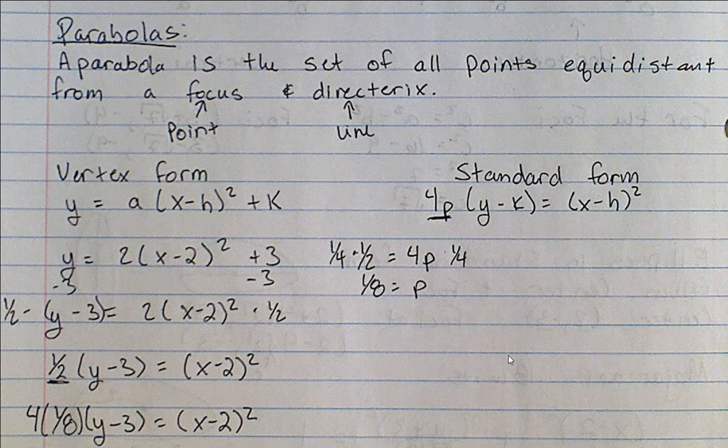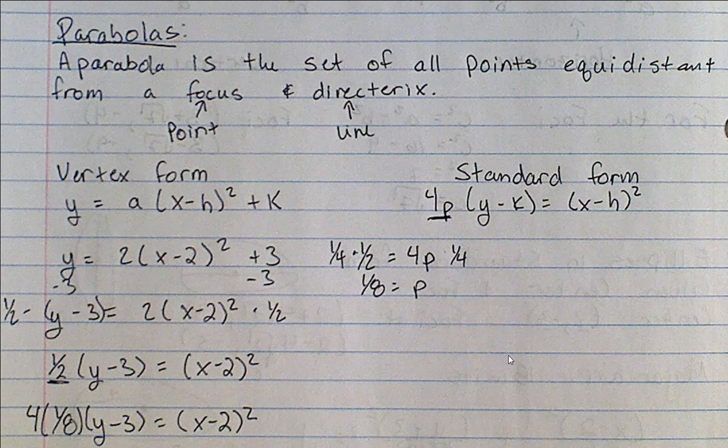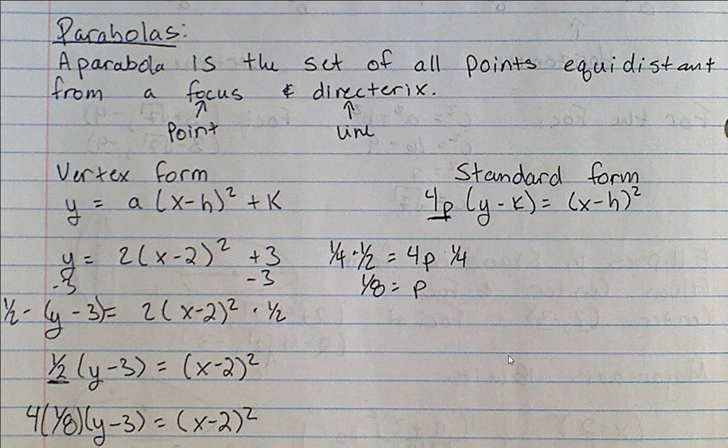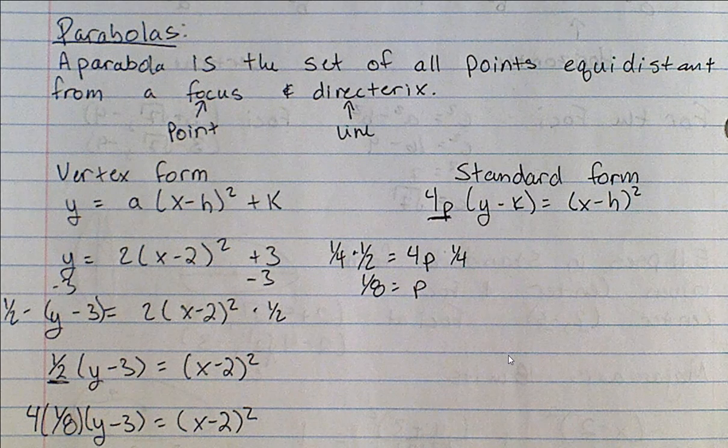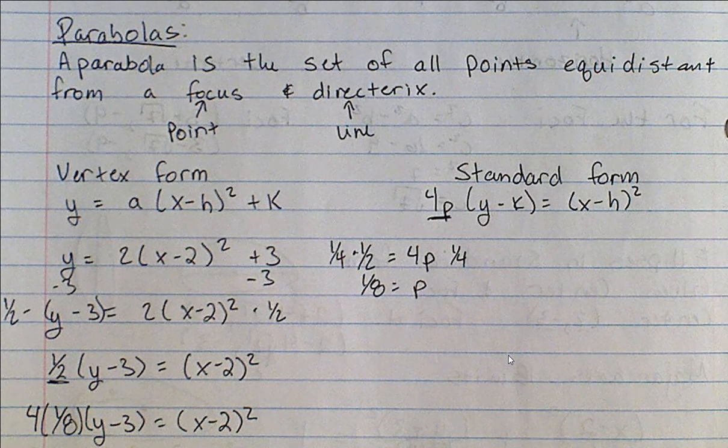If we're working from vertex form, why are we bringing this up from the input? Because the p tells you where the focus and the directrix are. But I thought the P and K were the same thing. They're related, but they're slightly different. A is the dilation factor, and P is the distance from the vertex to the focus or the directrix.